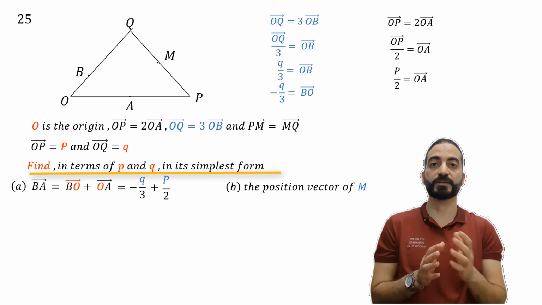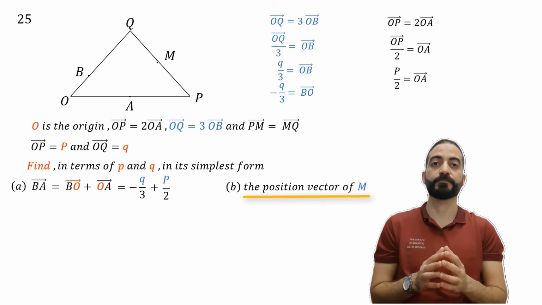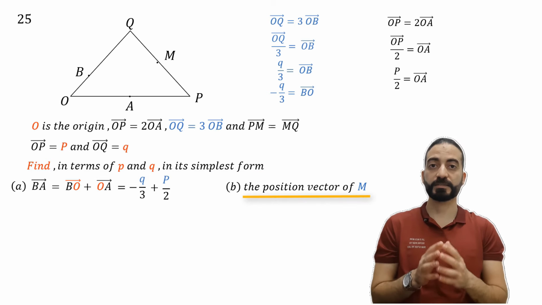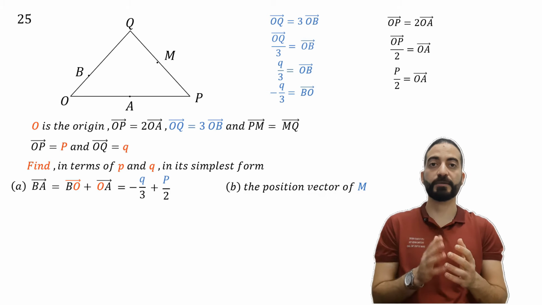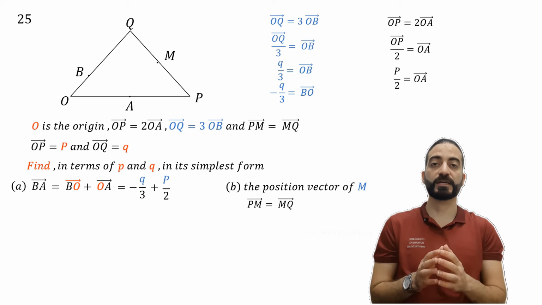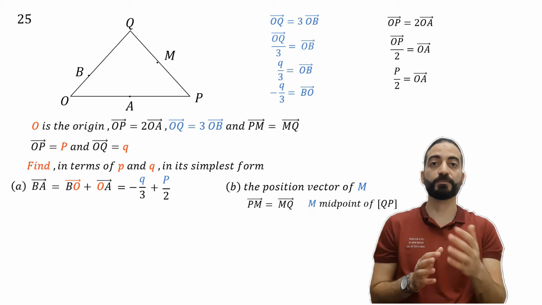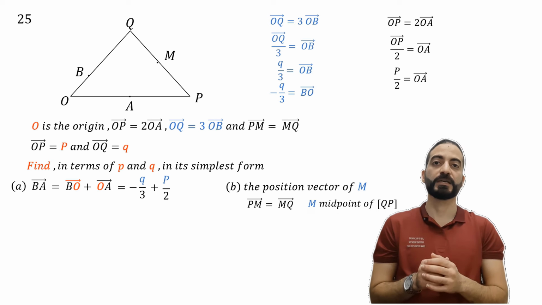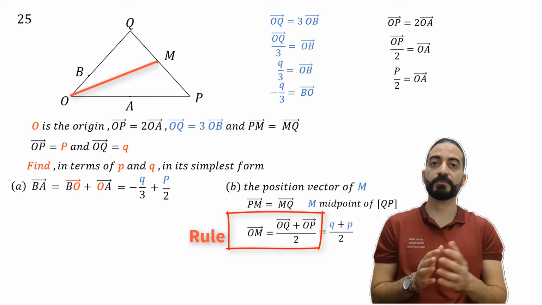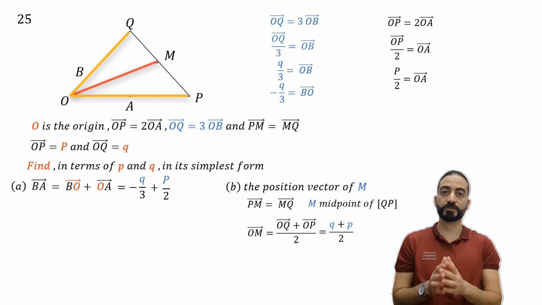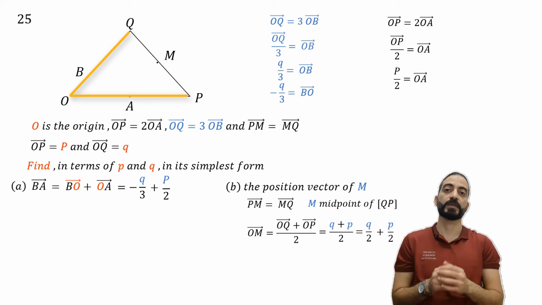Find in terms of p and q, in its simplest form, the position vector of M. That is, we must get vector OM. Here we have PM equals MQ, so vector PM equals vector MQ. This means that M is the midpoint of QP. From here, we can conclude that vector OM equals vector OQ plus vector OP, over 2. In this way, we get the answer.